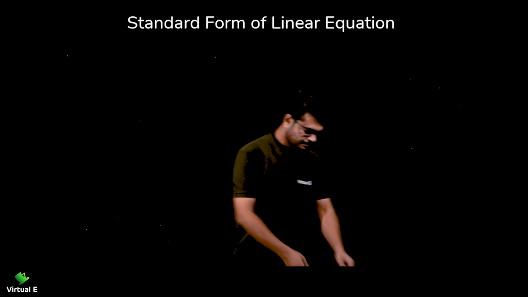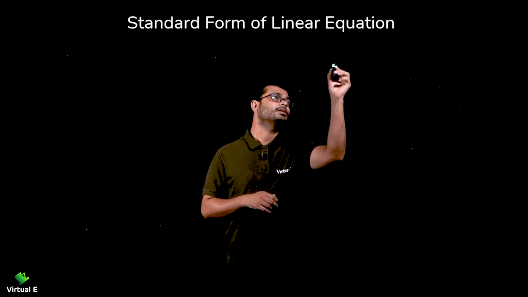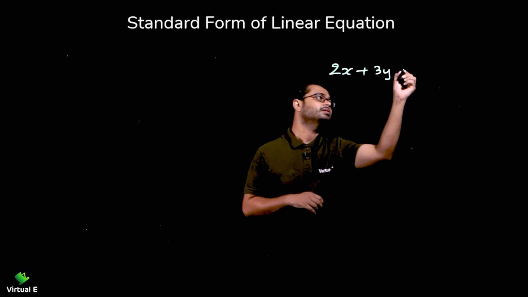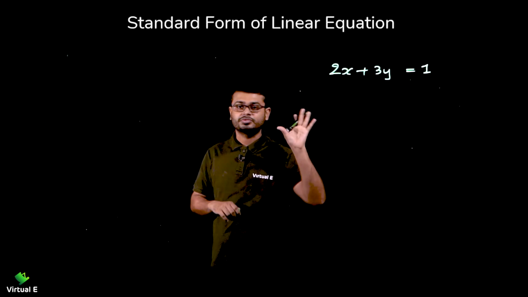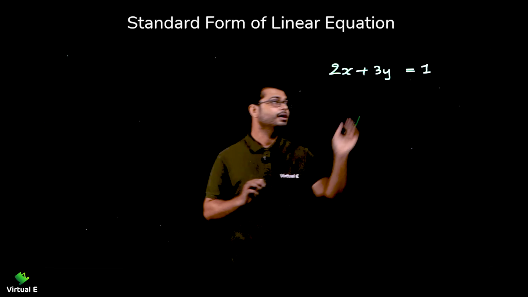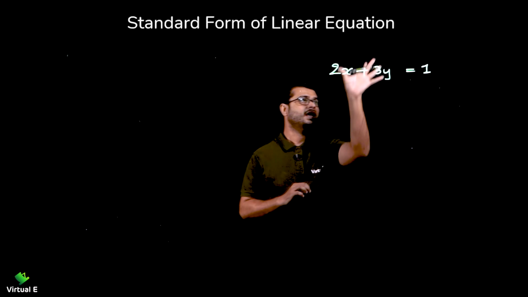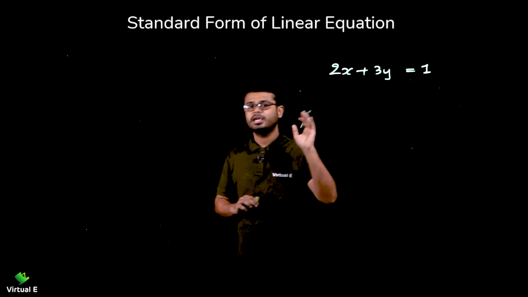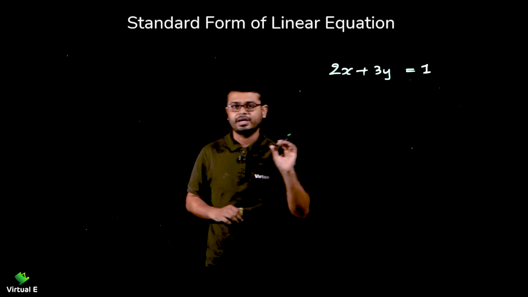So let's start. A linear equation in two variables can be written like this: 2x plus 3y is equal to 1. First of all, let's observe how many variables. x is one variable, right, and y is another as well. So there are two variables and expression is equal to expression, so it is an equation. So this is a simple linear equation in two variables.